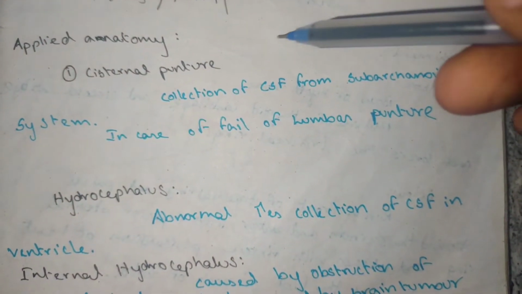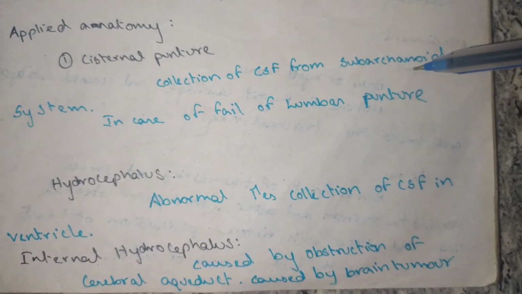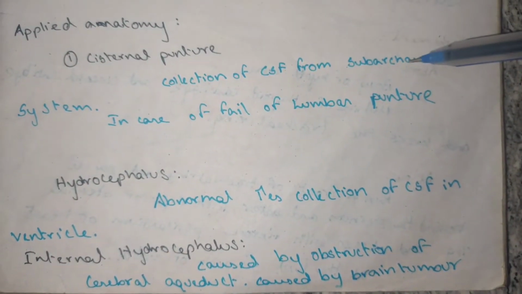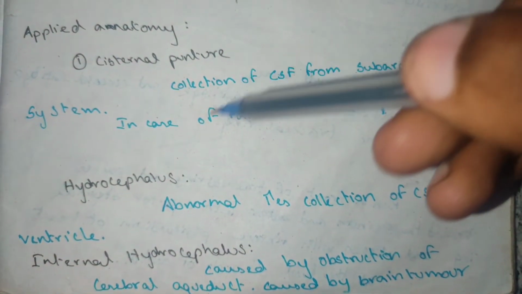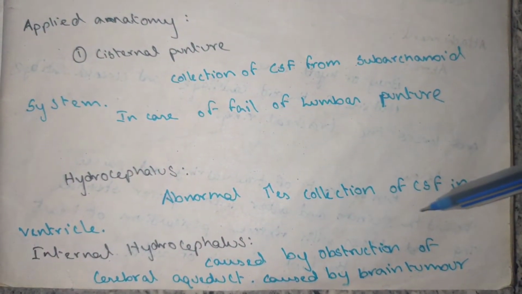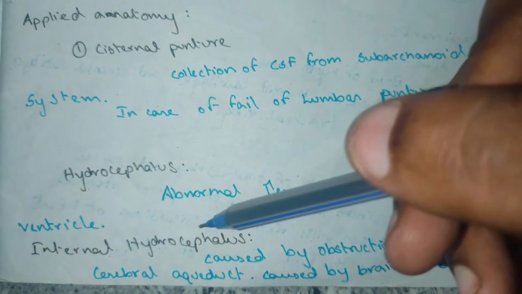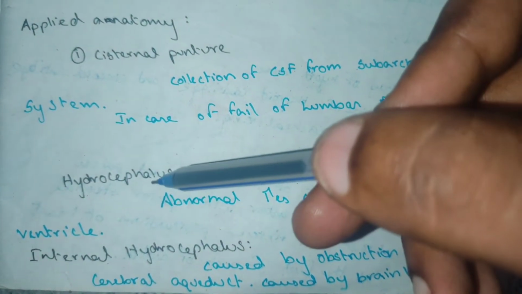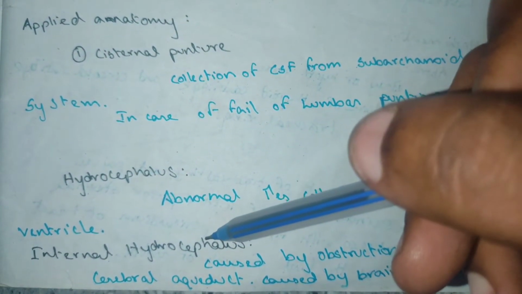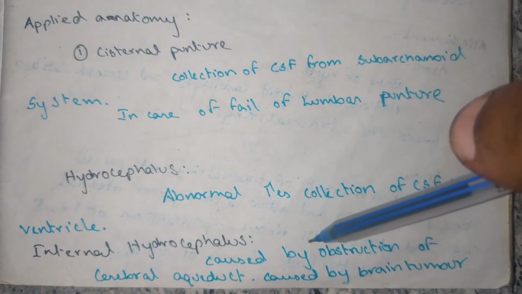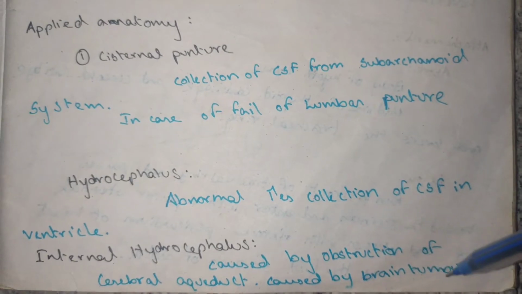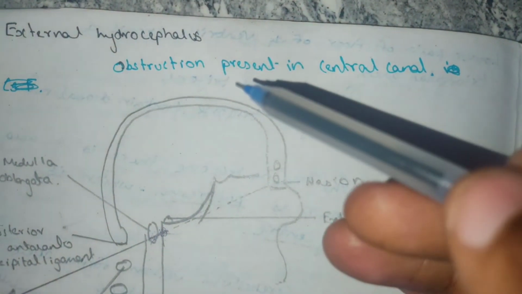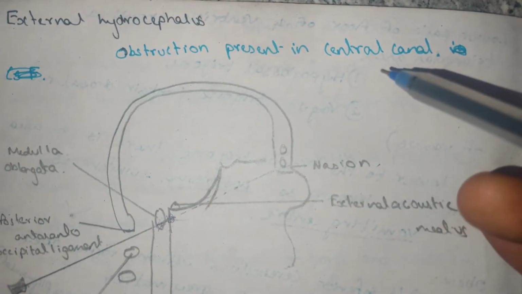The cisternal puncture is the collection of CSF, cerebrospinal fluid, from the subarachnoid space in case of failure of lumbar puncture. Hydrocephalus is an abnormal increased collection of CSF in the ventricles. It is divided into internal as well as external hydrocephalus. The internal hydrocephalus is caused by obstruction of the cerebral aqueduct, for example by a brain tumor. The external hydrocephalus is due to obstruction of the central canal.